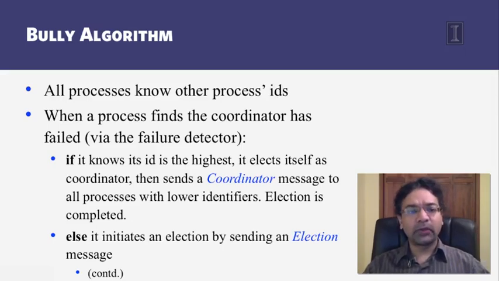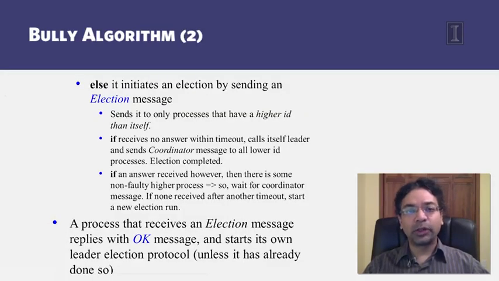However, if you know that you are not the next highest ID process in the system, then you can't be the bully. You initiate an election by sending an election message. Whom do you send an election message to? You send election messages to only those processes that have a higher ID than yourself. Essentially, you're trying to ask these processes, hey, are you guys still alive? Are you guys willing to be the leader, or should I become the new leader?